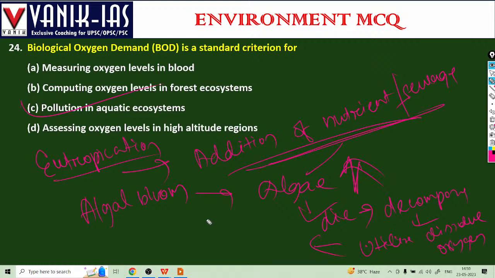This is called algal bloom. This utilization of dissolved oxygen leads to reduction of oxygen, right, the oxygen level reduces. And that leads to BOD increases. What we say is that BOD increases. The demand increases as oxygen level decreases. The biological oxygen demand increases. So when an aquatic environment becomes polluted, the BOD increases. The demand of oxygen increases, but oxygen decreases. Okay. So C is the answer.